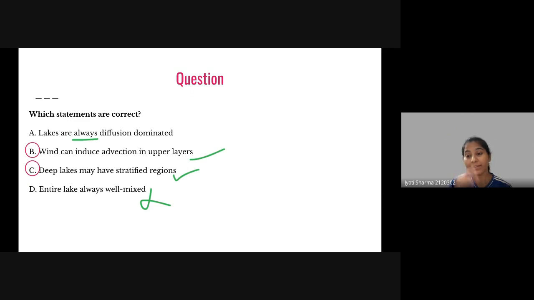So B and C are the right answers, because lakes are always diffusion dominating is not right. If you say that lakes are generally diffusion dominated, then you can say, okay, yeah. But in option B, it says wind can induce advection, which means it is not always diffusion dominated, right? So lakes may also have that advection term. So B and C are the right ones, but not A and D.